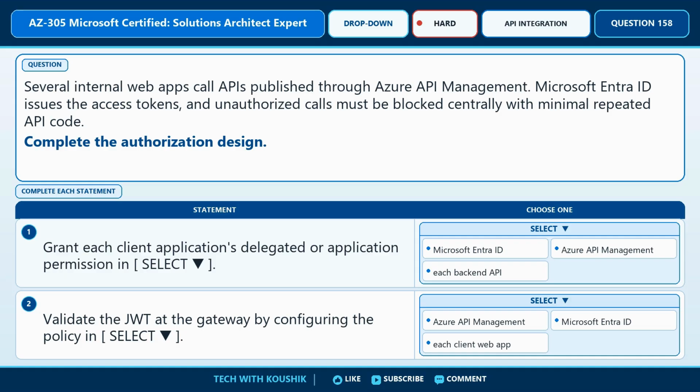Complete the authorization design. The first statement reads, grant each client application's delegated or application permission in the blank. Select from Microsoft Entra ID, Azure API Management, or each backend API. The second statement reads, validate the JWT at the gateway by configuring the policy in the blank. Select from Azure API Management, Microsoft Entra ID, or each client web app.